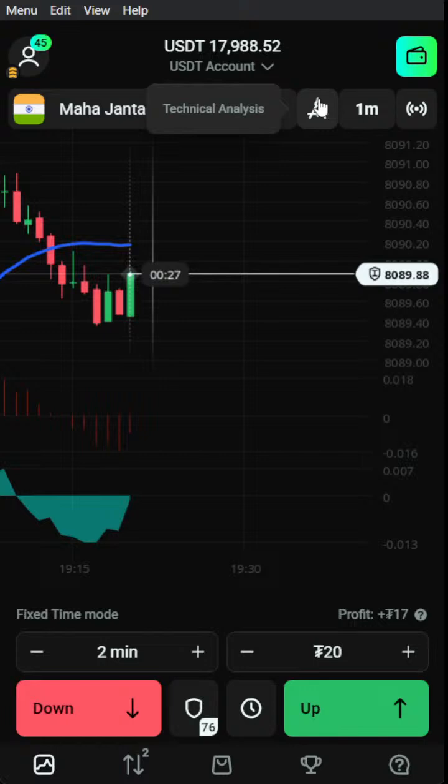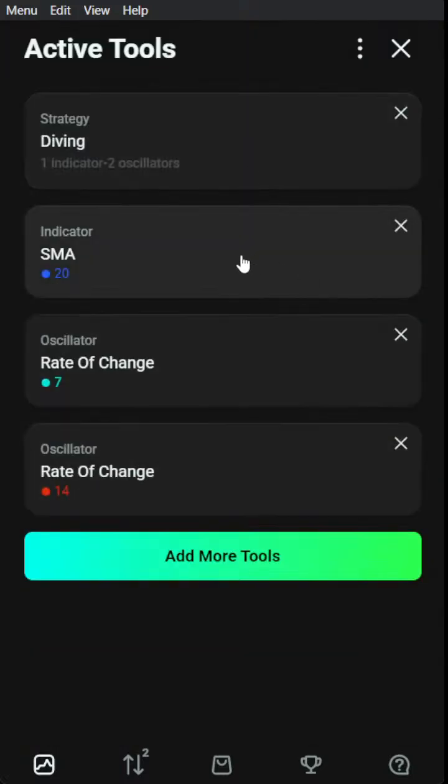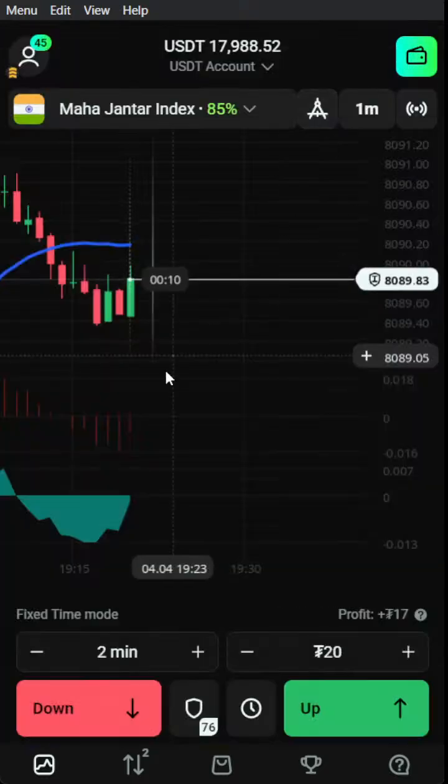Again, people who have just joined, you can take the screenshot if you are not on an advanced level, because the diving strategy is an advanced level strategy. If you are on starter, SMA is 20, ROC 1 is 7, ROC 2 is 14. You can just apply it and your diving strategy will be ready. You can use it as per your convenience.